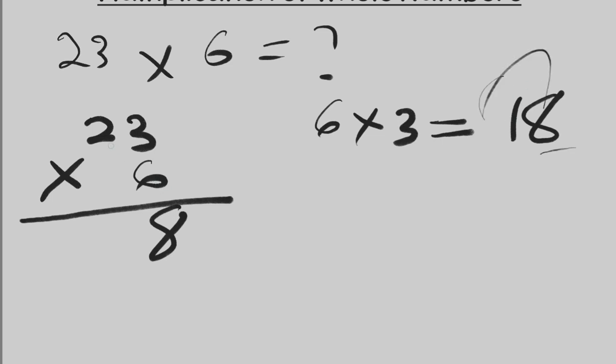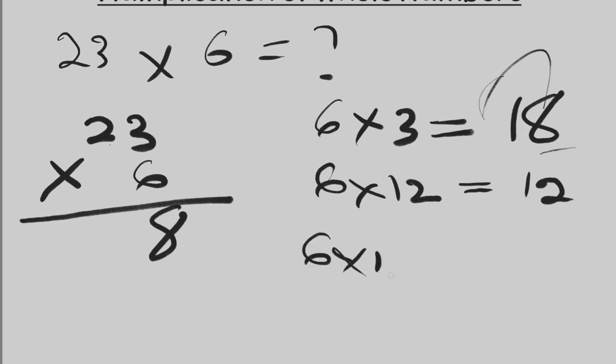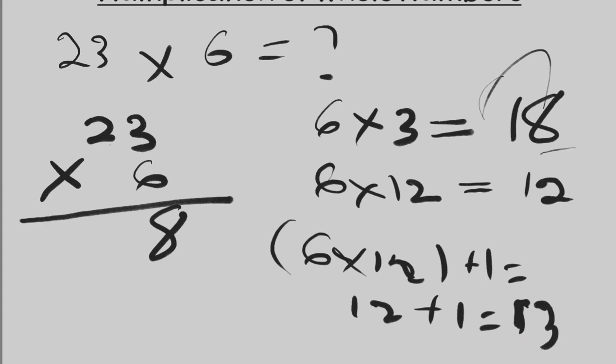So 6 times 2, we're going to write 6 times 2, okay? It's 12, right? So don't forget this one. So that will become 6 times 2, okay, plus 1. So you have 12 plus 1, which is 13. So now your answer is going to be, going to write 13, right? So that's 138. So 23 times 6 is 138.